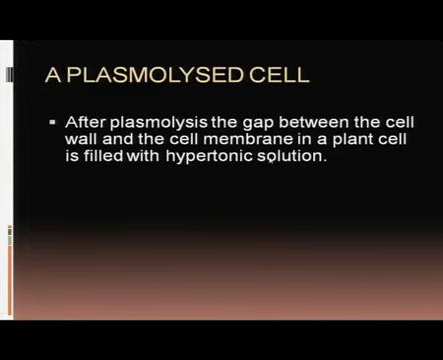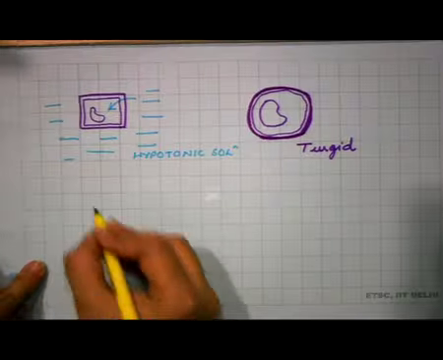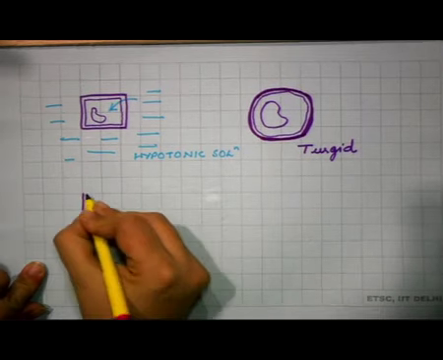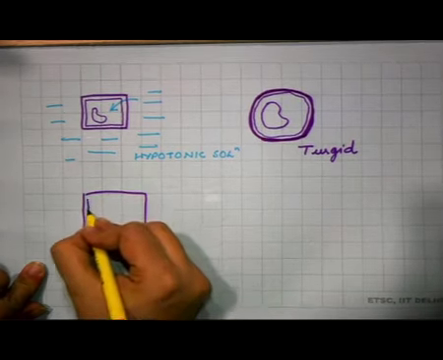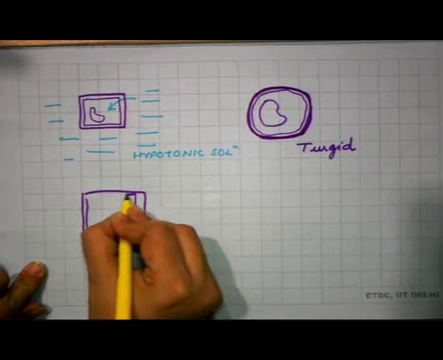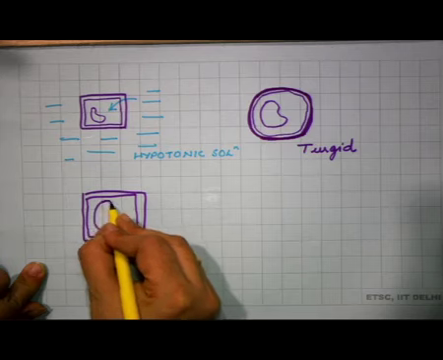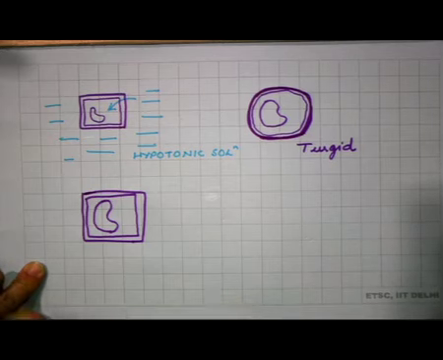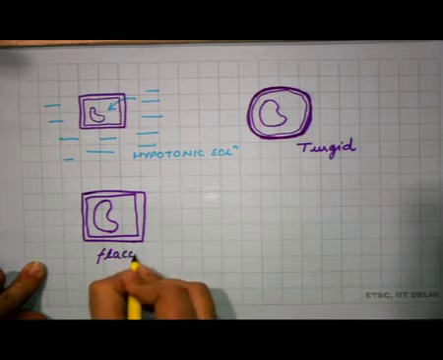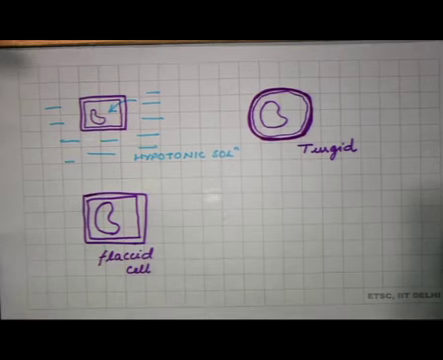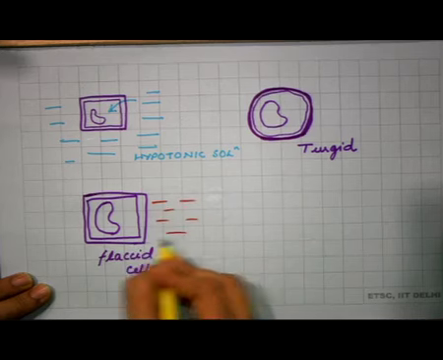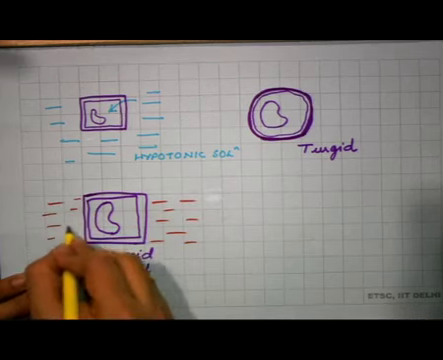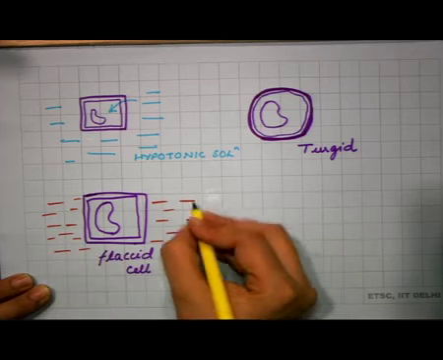Now, there is one question. Suppose this was the cell again and it was now placed in a hypertonic solution. Let me draw it again for you. This was the cell with a large vacuole that occupies quite a lot of space in the plant cell. Suppose this is a normal flaccid cell and it was put in a hypertonic solution with a lot of solutes, that is, the solute concentration is high.